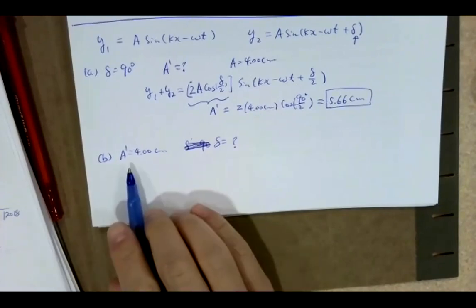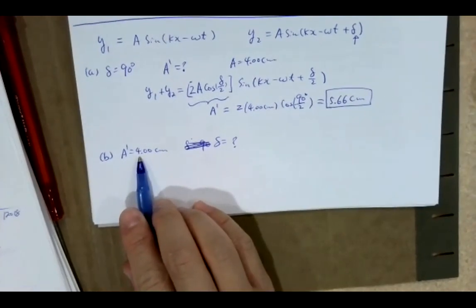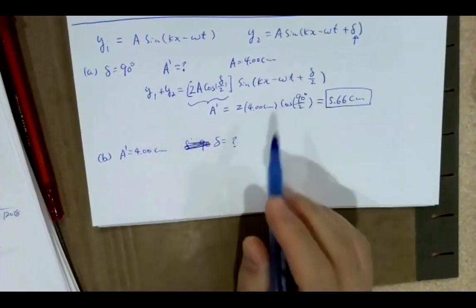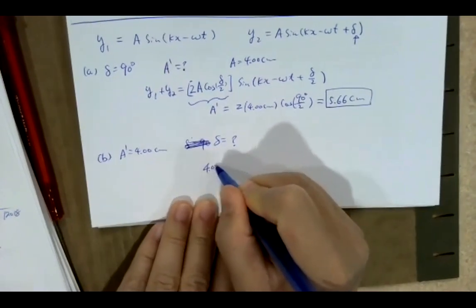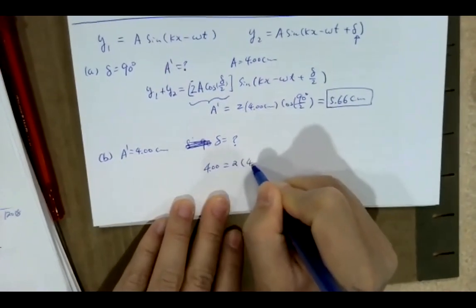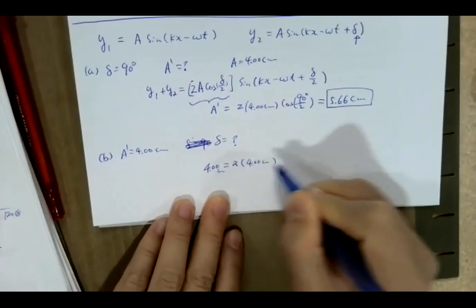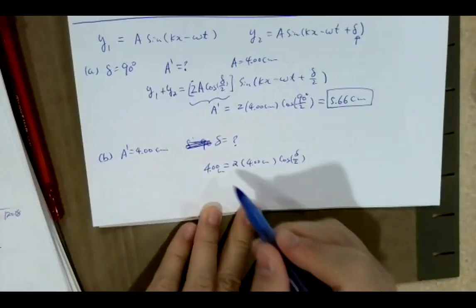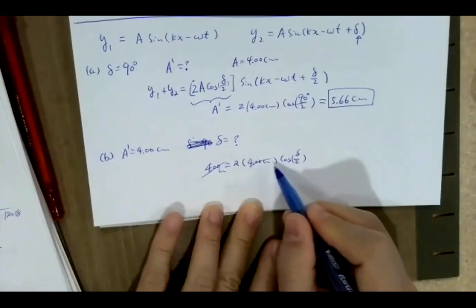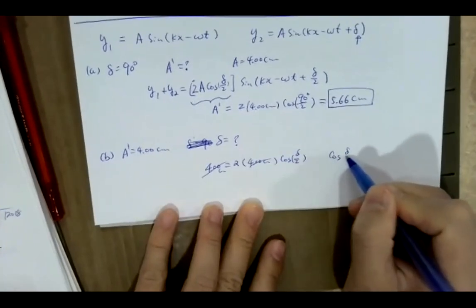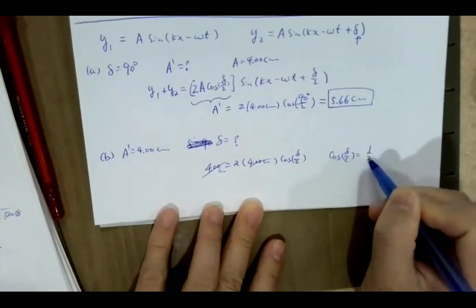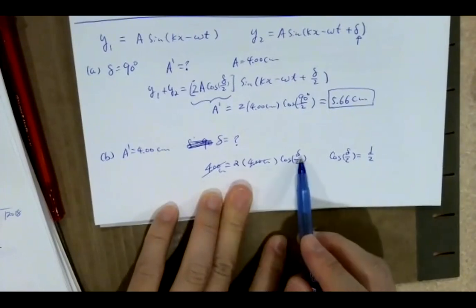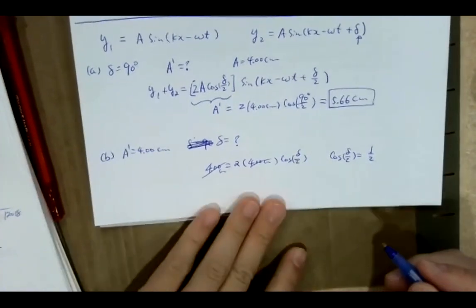Now, in the second part, your A prime is equal to 4. So you're looking for delta. So then you'll set up A prime to be 4, but this to be still delta. That's what you're looking for. So 4.00 equals twice the initial 4.00, right? And then cosine of delta divided by 2. Now you're looking for delta. So 4 and 4 will cancel out. So that will tell you your cosine of delta over 2 is equal to 1/2, right? Because 2 times 1/2 gives you 1. So then cosine of delta over 2 is 1/2.